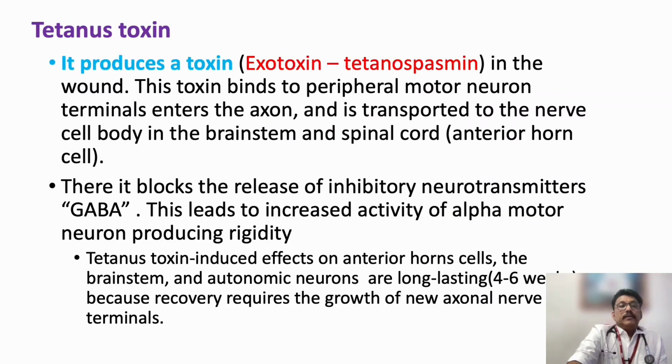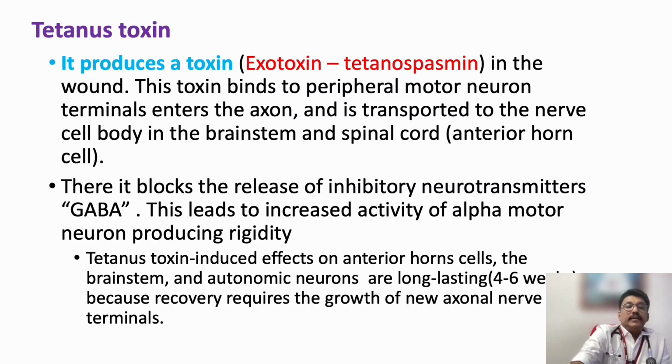When we discuss the tetanus toxin, it's an exotoxin, that is tetanospasmin, that is produced in the wound. This toxin binds to peripheral motor neuron terminals, enters the axon, and is transported to the nerve cell body in the brainstem and spinal cord. In the spinal cord, it specifically attacks the anterior horn cells. Here, it blocks the release of inhibitory neurotransmitters like GABA, which leads to increased activity of alpha motor neurons that produces persistent rigidity of that group of muscles.